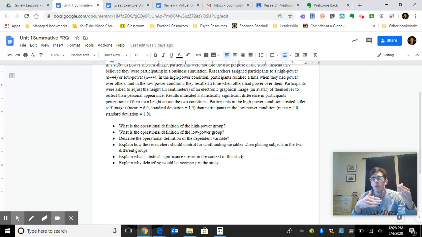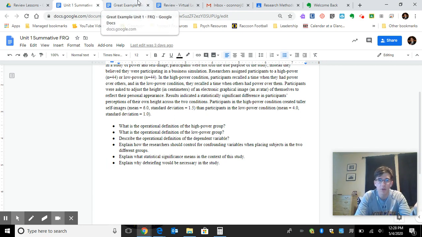So when you get your AP exam, it's likely that you're going to have an experiment presented to you, and they're going to ask you to look at independent variable versus dependent variable, research design, and then ethical standards. So that's why we keep going over these. So get this done, turned in, email me if you have any questions.